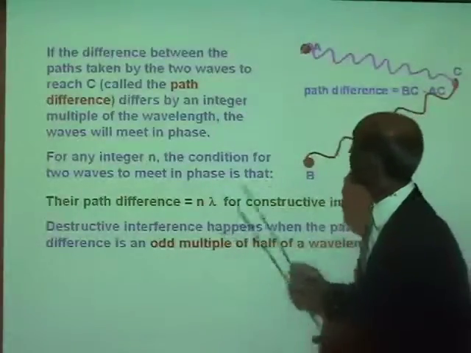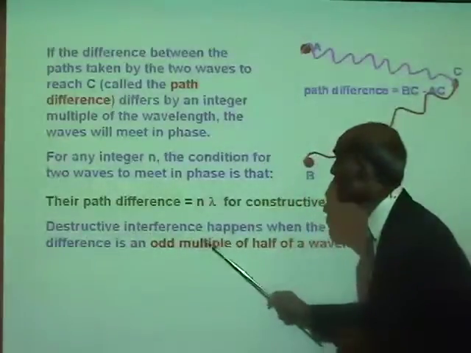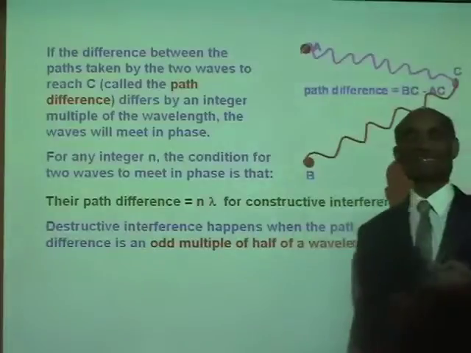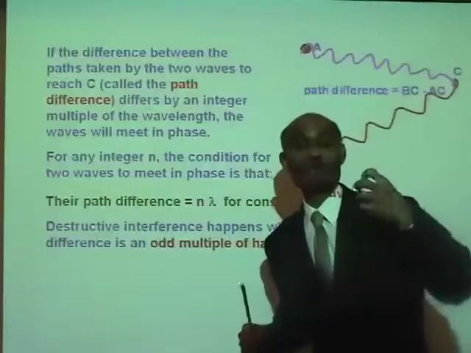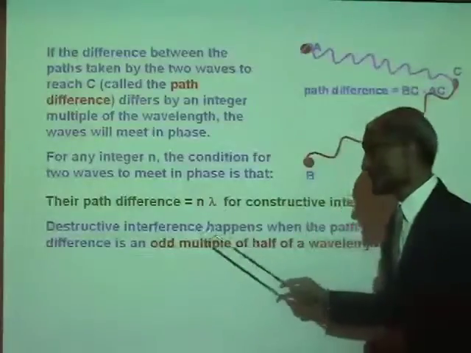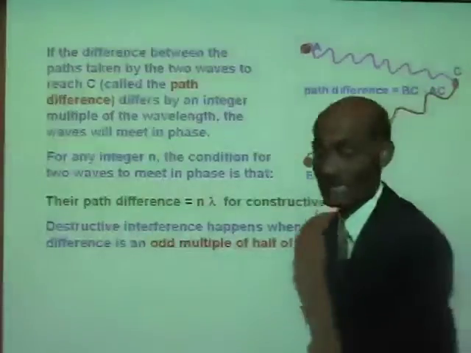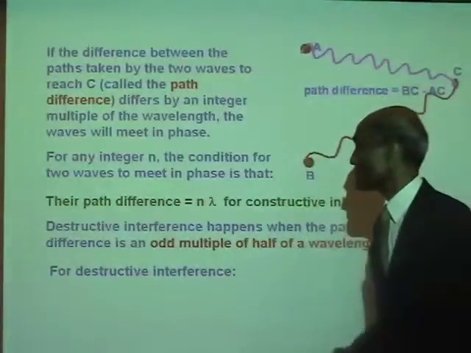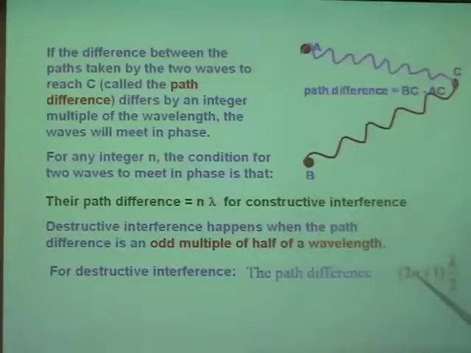That means the condition for destructive interference is that the path difference must be an odd multiple of half of a wavelength. You cannot have an even multiple of a half wavelength, because an even multiple of one half will be an integer multiple. So you have to take an odd multiple of half of a wavelength. And how do we write it? So for destructive interference, the path difference must be, look at the way I construct what is called an odd number, 2n plus 1. You put in any value for n.